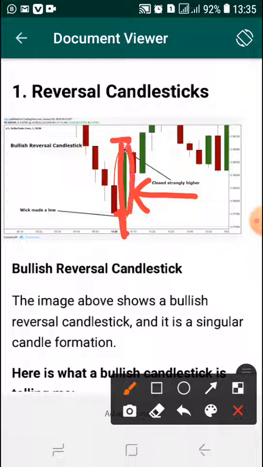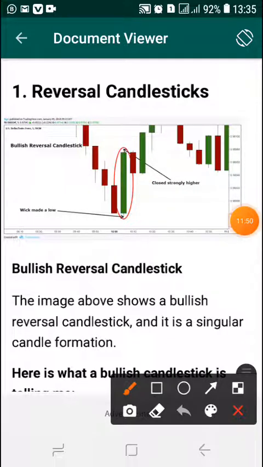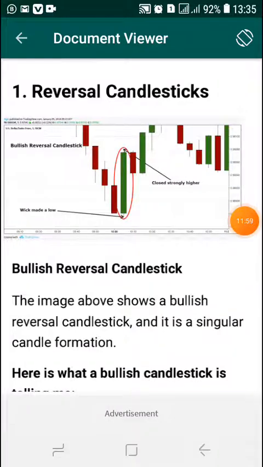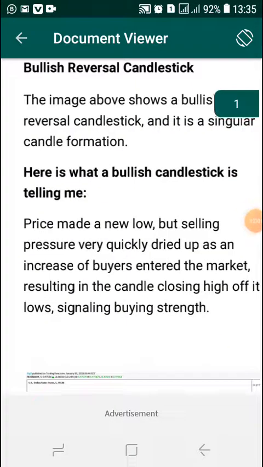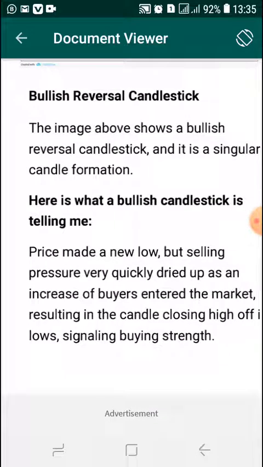Then this confirms to us that this is a bullish candlestick. So as you can see, the price opened right here and it went a little bit down and it went up after that. The price made a new low, like I've just explained. The wick made a new low there, and then after that, the selling pressure quickly dried up as an increase of buyers entered the market.